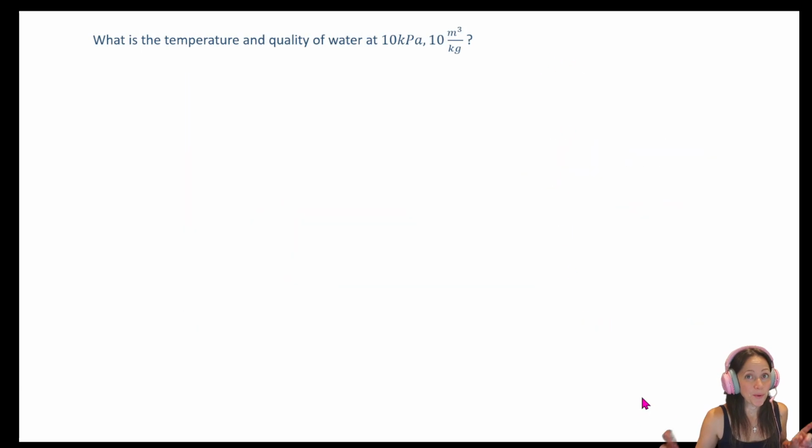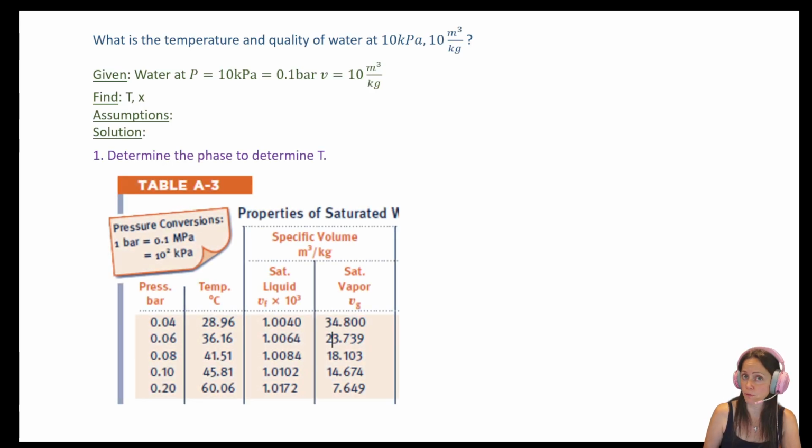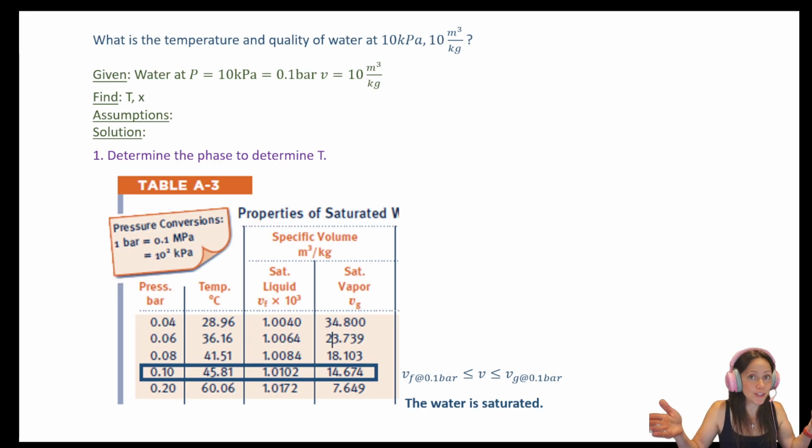All right, so let's use that quality. What is the temperature and quality of water at 10 kilopascals and 10 meters cubed per kilogram? Well, let's go look at it. First thing I have to do is figure out what phase we're in. So we're at 10 kilopascals or 0.1 bar, and I can see that my specific volume is between the V sub F and the V sub G. Well, that's fantastic. That means it's two-phase. Great, I don't have to go anywhere else. I am in the right table.